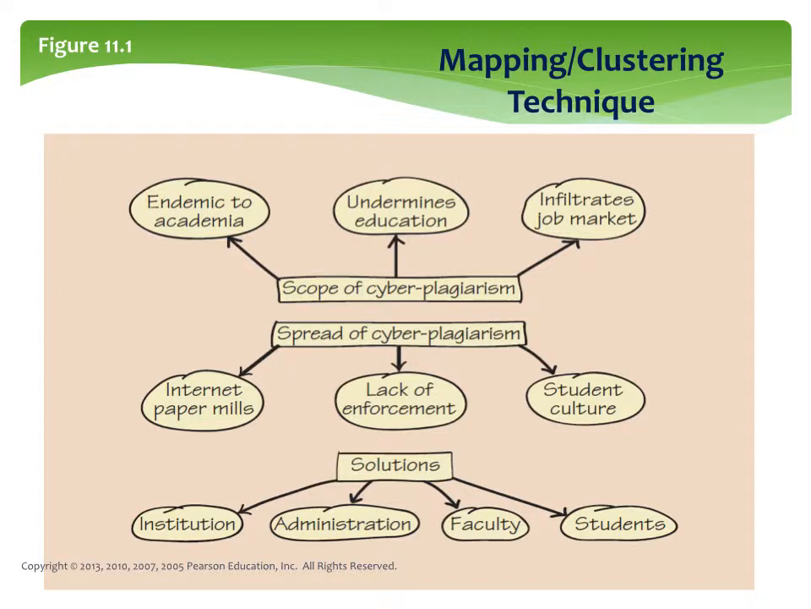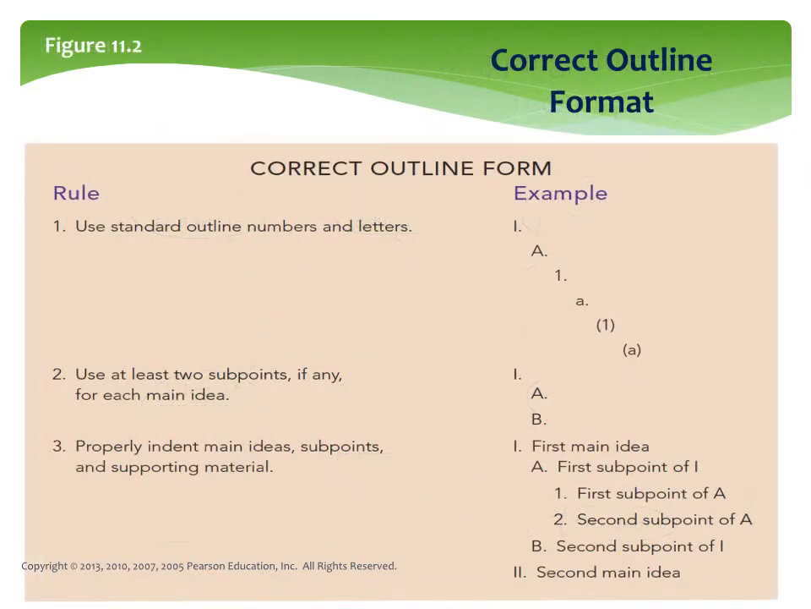But there's several ways you can do this before you begin. There's a mapping and clustering technique that your book discusses in the chapter as you read. And then you will see that will be developed into your correct outline format. Look at the rules on the left of this slide. Use standard outline numbers and letters, and that example is you begin with Roman numerals. The next thing you will have is capital letters, then a standard number. If you continue to break it down, you'll have a lowercase letter, and then you'll have a number that is in parentheses, and then a lowercase letter if you continue to break it down again.